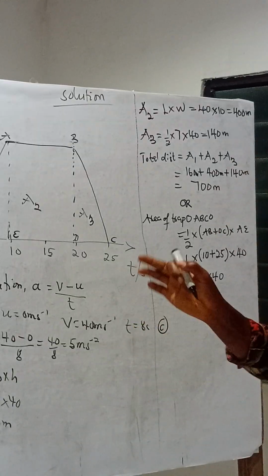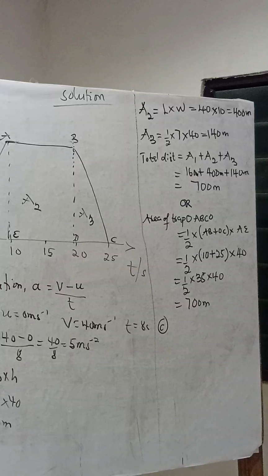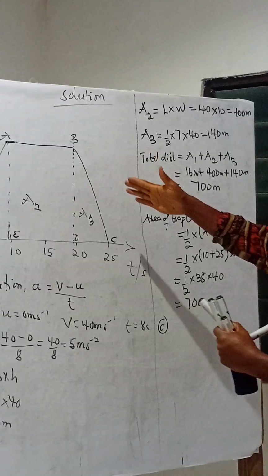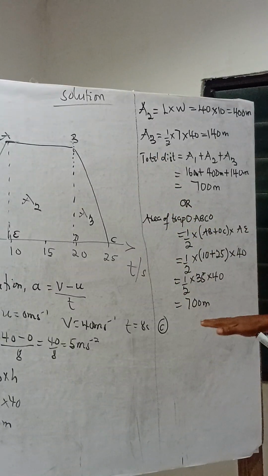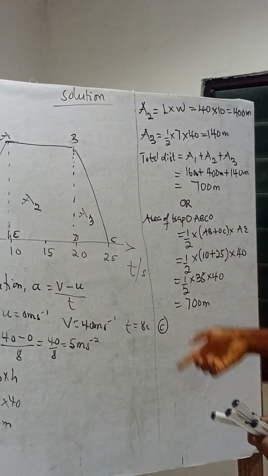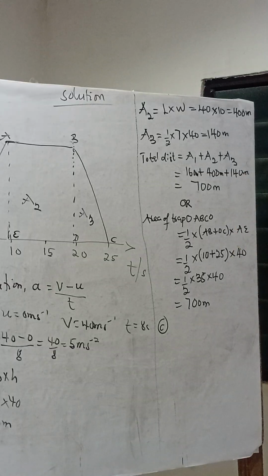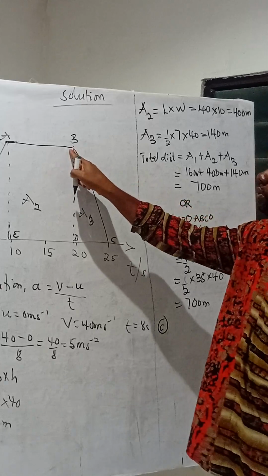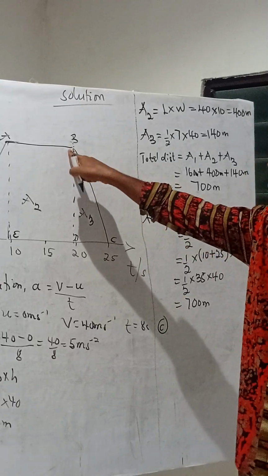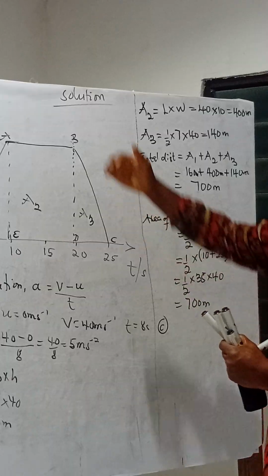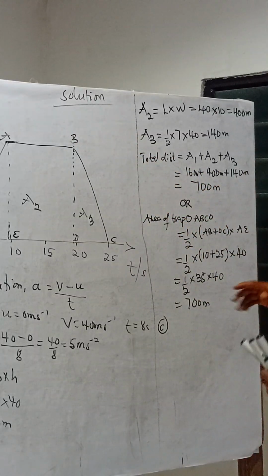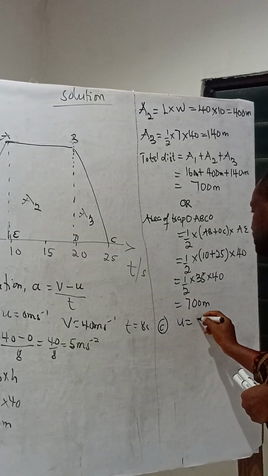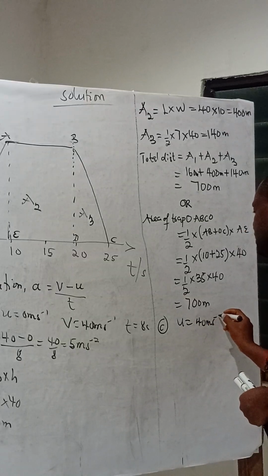So let's look at part C. The C says you should find the deceleration of the car. The deceleration happens from B to C. That is where the car begins to come to rest. So that is also acceleration, but this time it is negative. We consider our initial velocity to be 40, because this is where it begins to decelerate. So our U here is 40 meters per second.